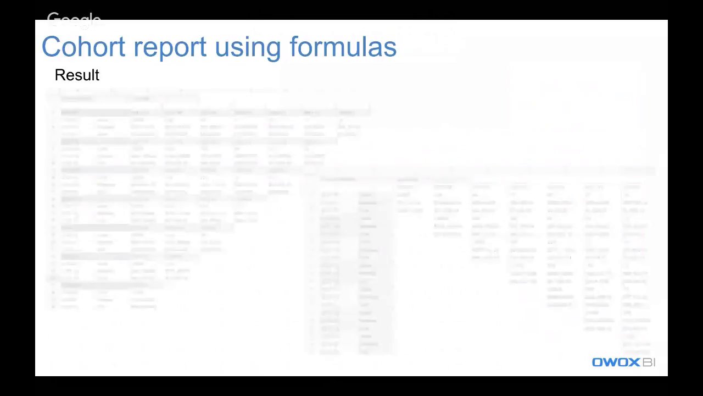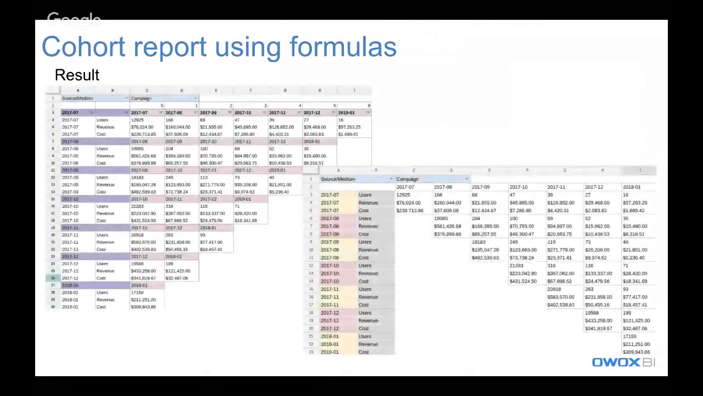Okay, now it's a report using formulas. You can see here the source medium cell and campaign cell, so you can filter your data and receive the needed information. And you can see on the second table that you can use not only one metric, but 3.